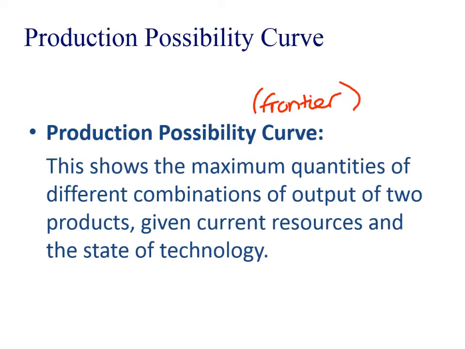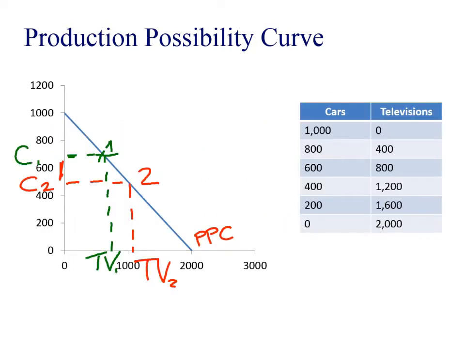Make sure you learn this definition because sometimes the examiners like to catch you out with this one because students revise the diagram and then they don't revise the definition. But if we go back to this example, which is actually taken from the textbook, you've got TVs along one axis and cars along the other axis, and here we've got an economy that can produce either 1,000 cars or 2,000 TVs, or they can produce somewhere in between those. So that's why you've got this line which we call the production possibility curve, the frontier. This is the maximum output that you could produce.